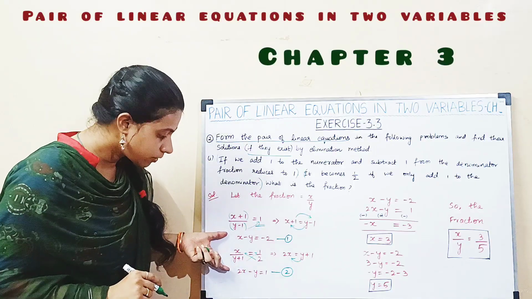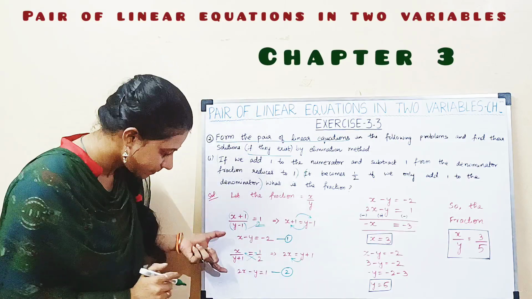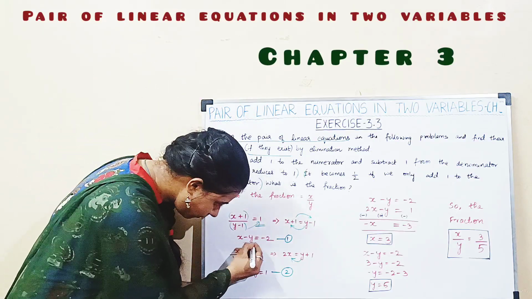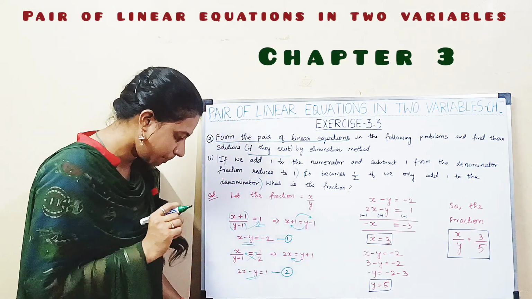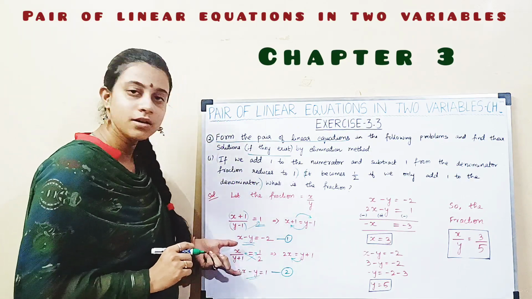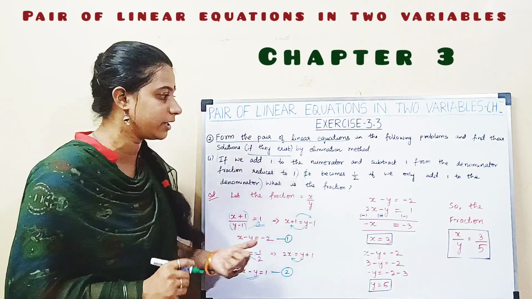Now to solve these two equations by the elimination method, first we have to check the coefficients of the variables. Here, the numerical value of the y variable in both the equations is the same, that is minus 1, and it is of the same sign also. So what we will do, we will subtract equation 2 from equation 1.